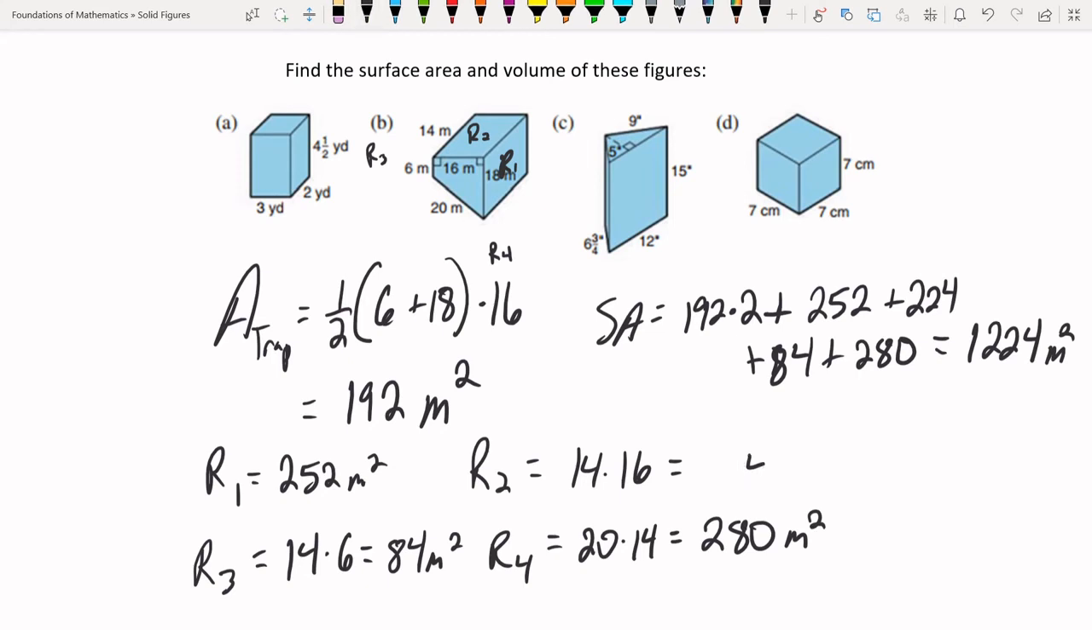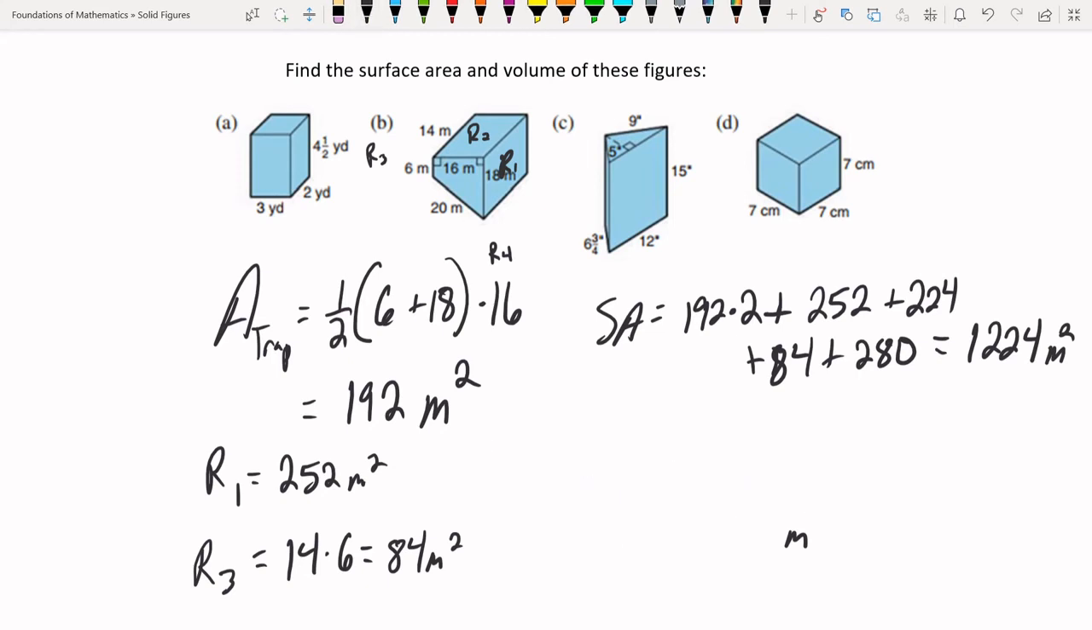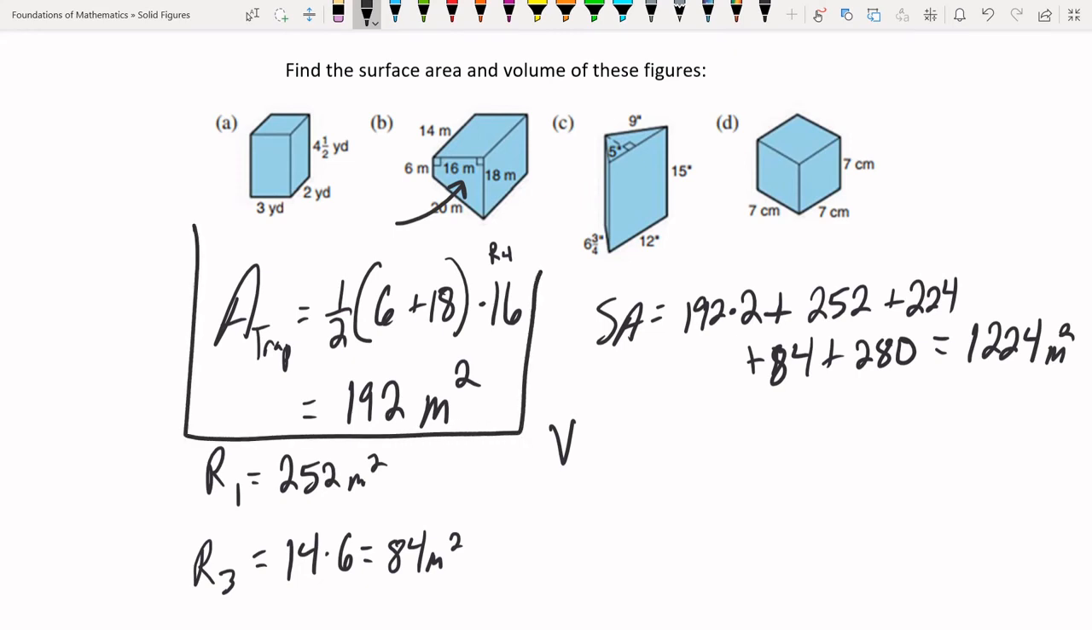Okay, I'm going to delete some of this stuff to make some room, because now we have to find the volume of this solid. So the volume is going to be the area of the base times the distance between the first base and the second base. And the base of a prism is the unique side, namely the trapezoid. So we already know the area of the trapezoid. We found that right here. All we have to do now is multiply that number, 192 meters squared, by the distance between the 2 bases, which is the straight line distance, which is 14 meters.